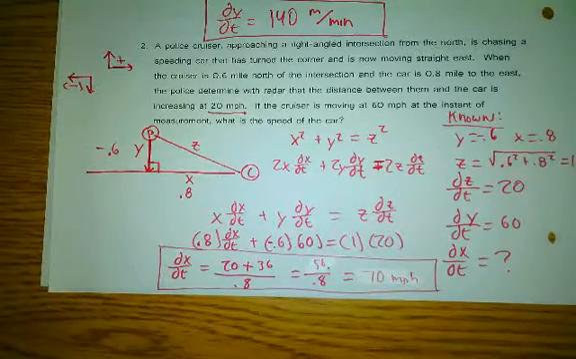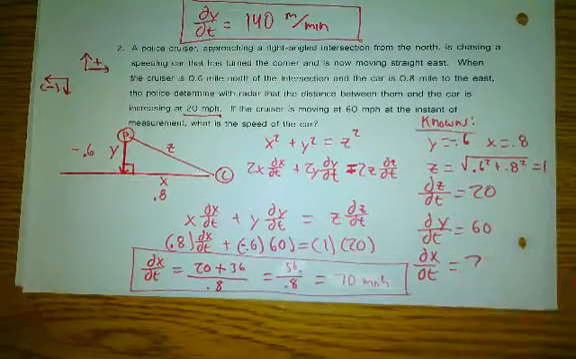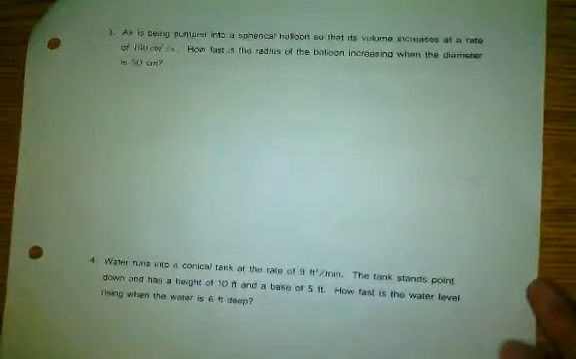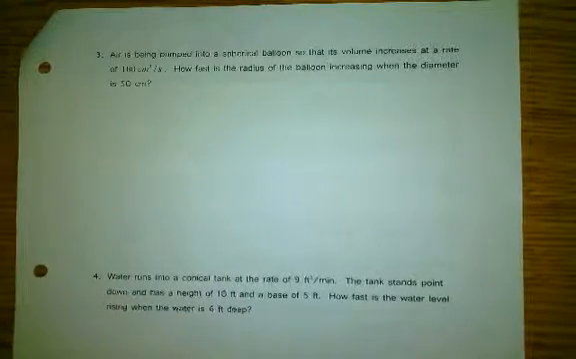Alright, I'm going to do one more with you, and then I'll let you try one on your own. Okay? Alright, air is being pumped into a spherical balloon. Ooh, fun. So that its volume increases at a rate of 100 cubic centimeters per second. How fast is the radius of the balloon increasing when the diameter is 50 centimeters?